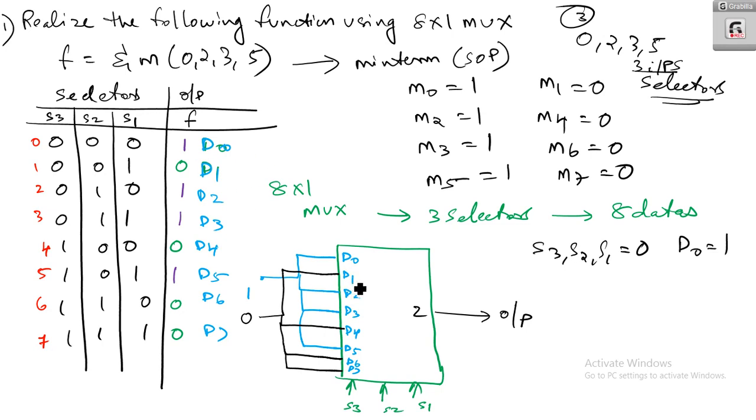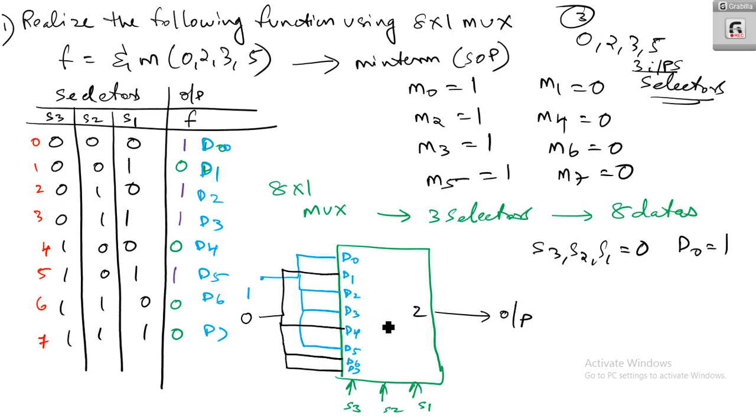What is the data corresponding to D1? It is 0. Similarly, when S3 is equal to 0, S2 is equal to 1 and S1 is equal to 0, the data corresponding to D2 will come out. So what is the data corresponding to D2? It is 1 that comes out. So that is the order in which this function is being realized.